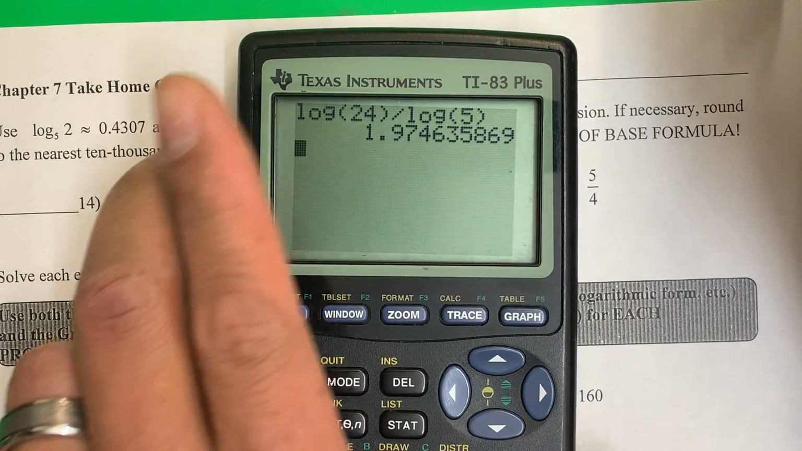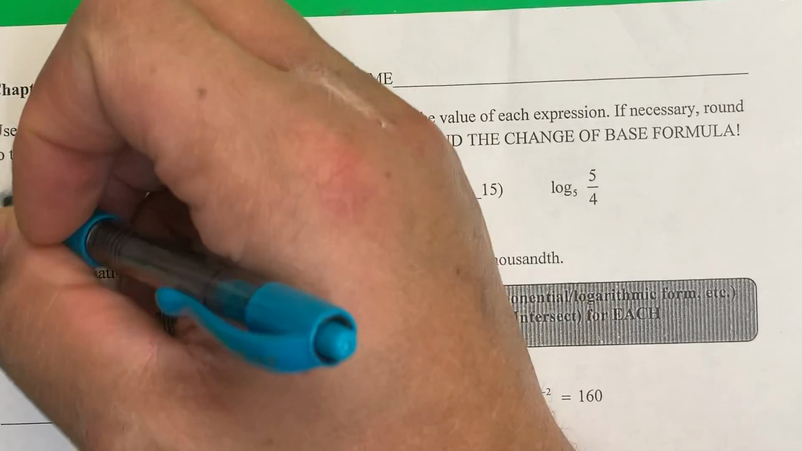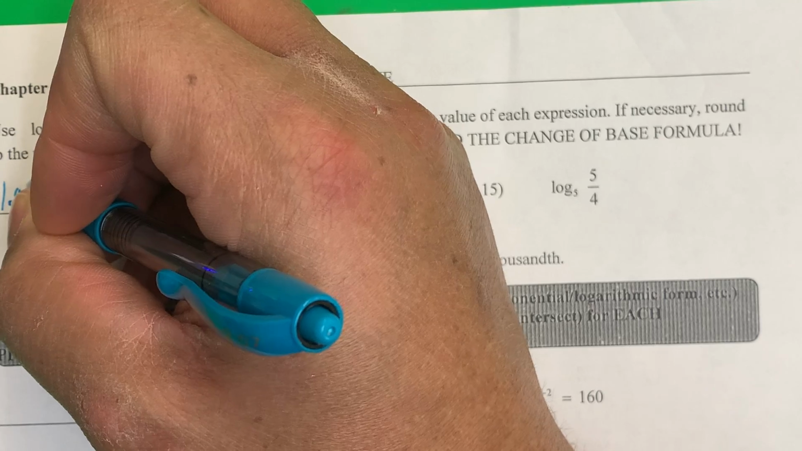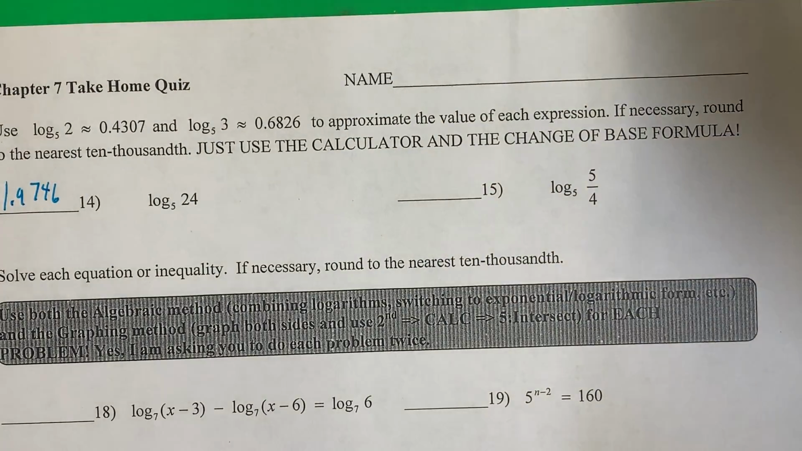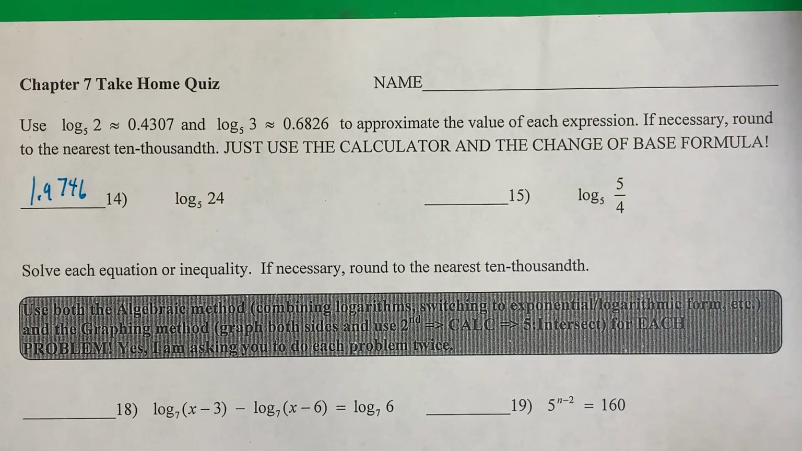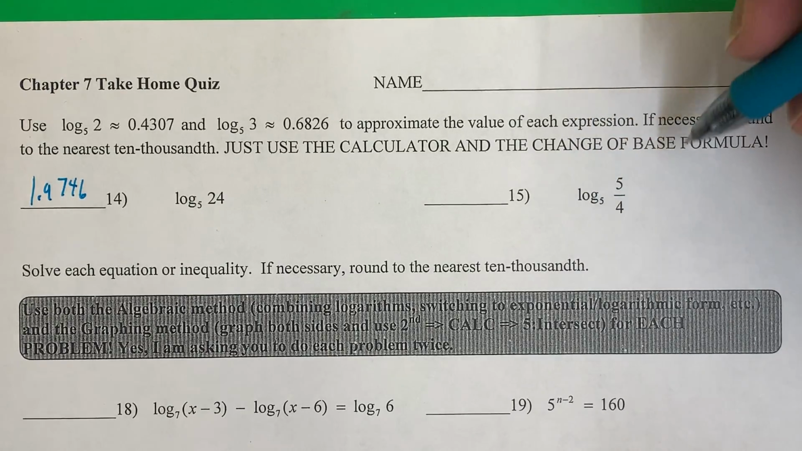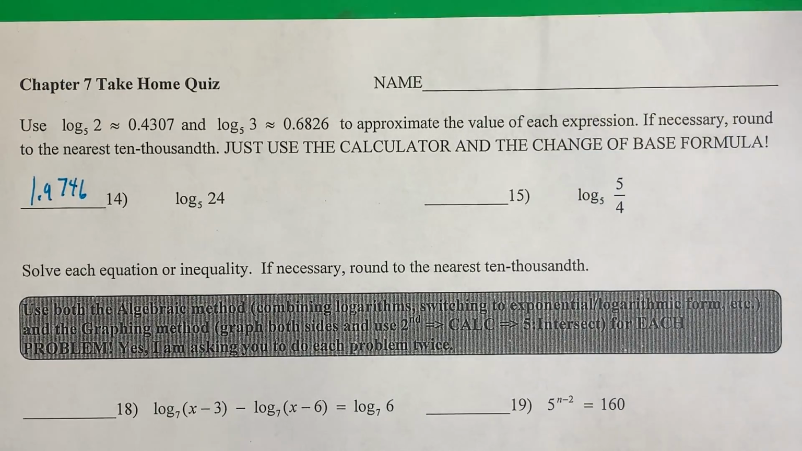Log of the argument, 24, divided by log of the base, 5. Press enter, you get a funky decimal, and that's exactly what we're looking for, okay? So we end up with an answer of 1.9746, okay? And that's all we've got to deal with for that one, all right? Take a minute, pause the video, and try the next one on your own. A little trickier because of the fraction, but I think you can handle it.